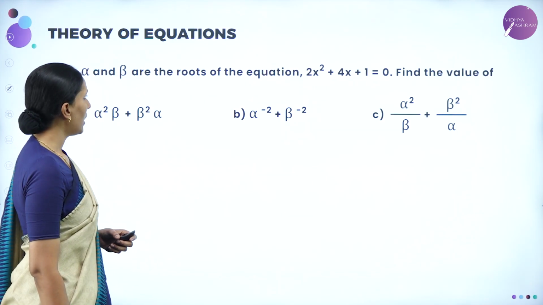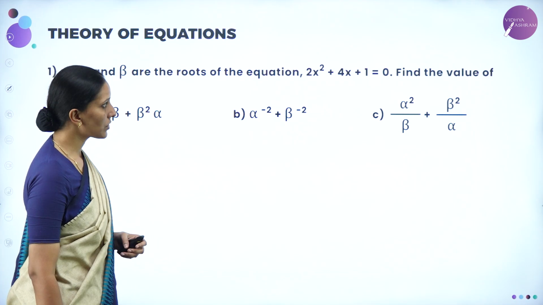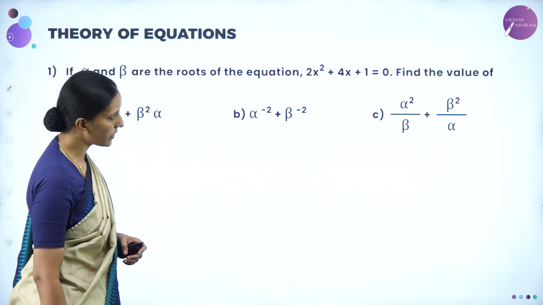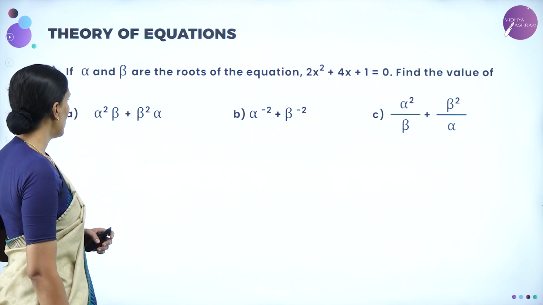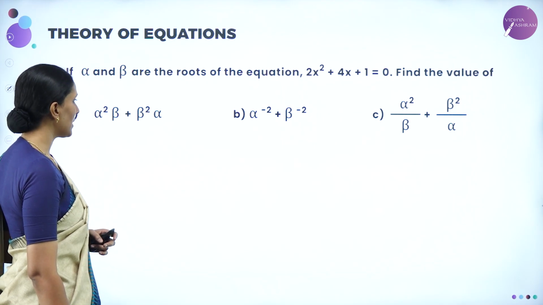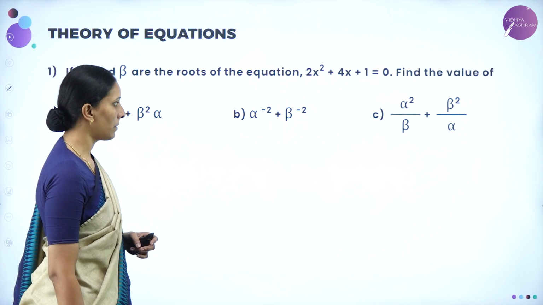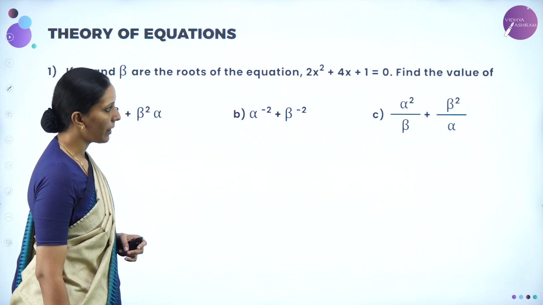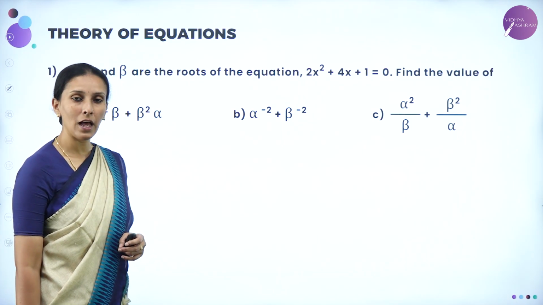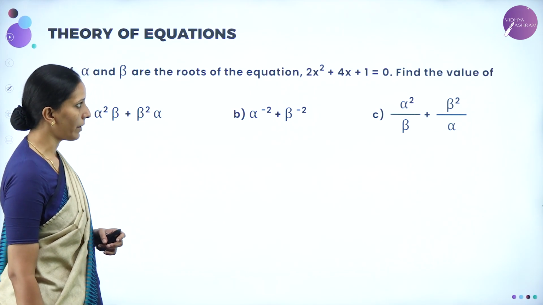If alpha and beta are the roots of the equation 2x square plus 4x plus 1 is equal to 0, find the value of alpha square beta plus beta square alpha, alpha to the power minus 2 plus beta to the power minus 2, alpha square by beta plus beta square by alpha. So let us solve them one by one.